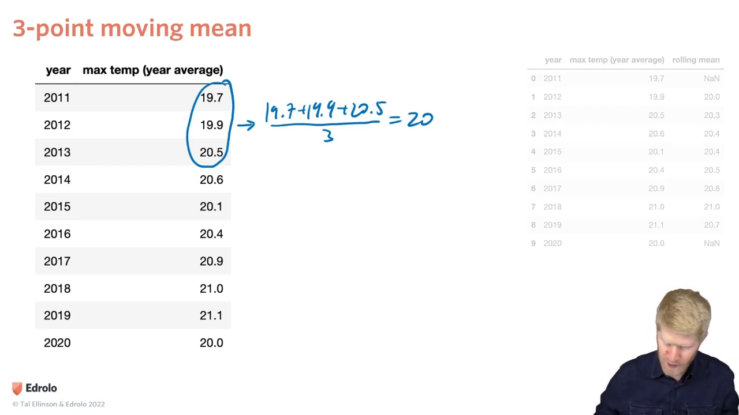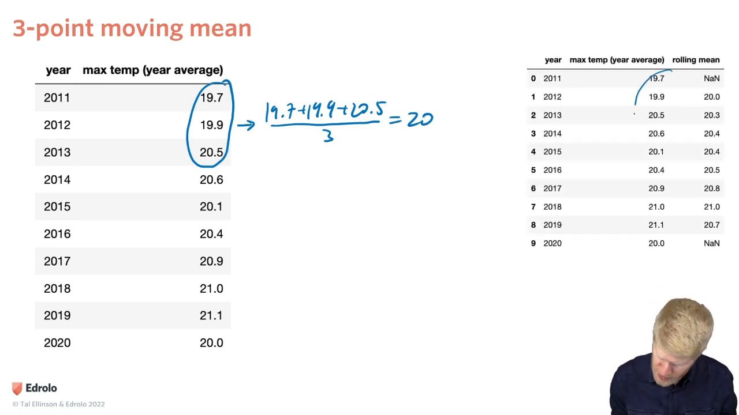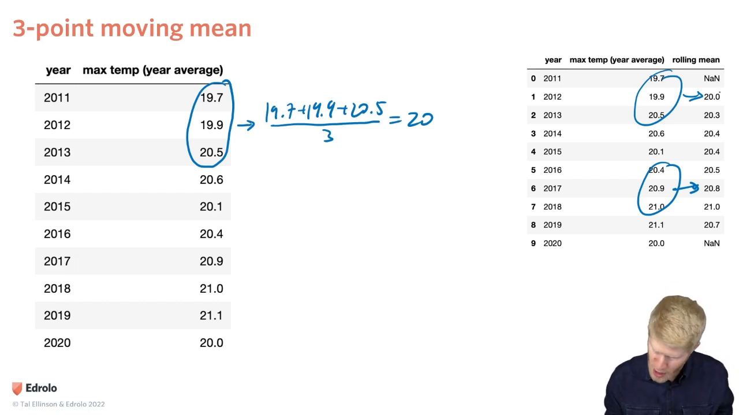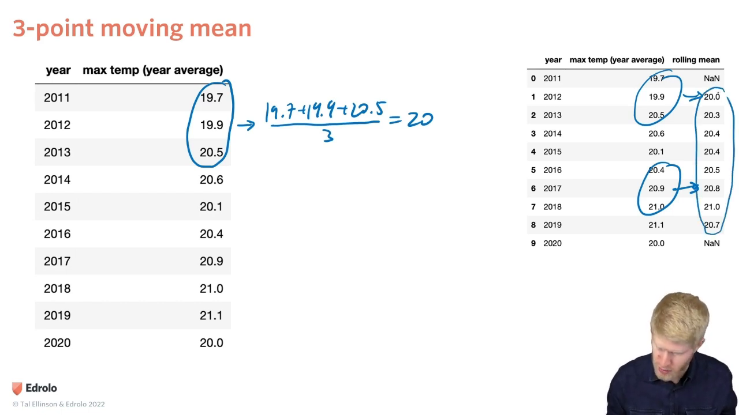And we can do this for every single data point, right? If we take these 3, we'll get this one. If we take these 3, we'll get this one. And if we go through every possible group of 3 data points, we'll get all these new smoothed values.